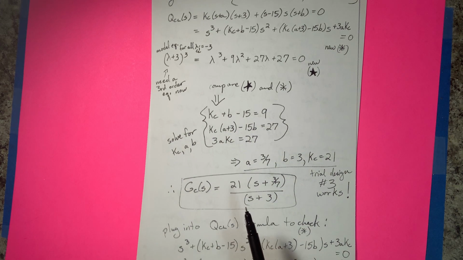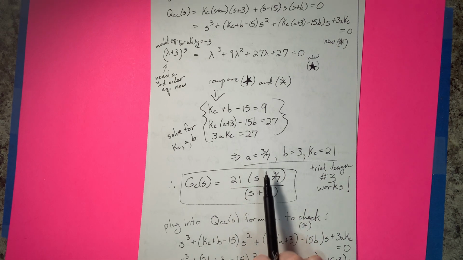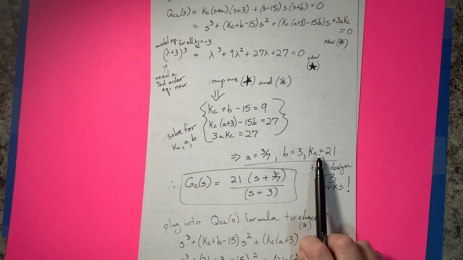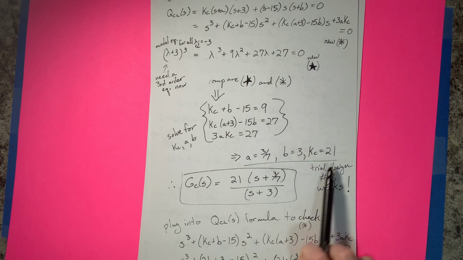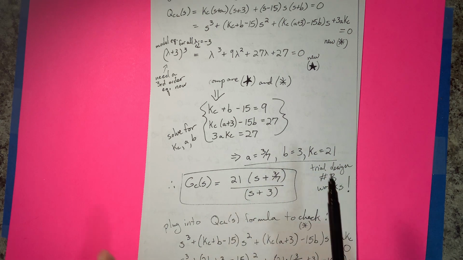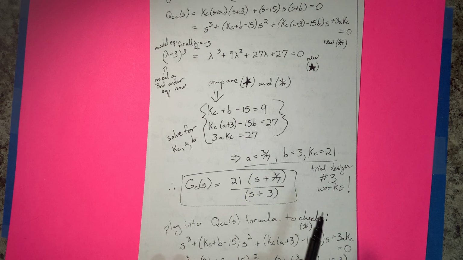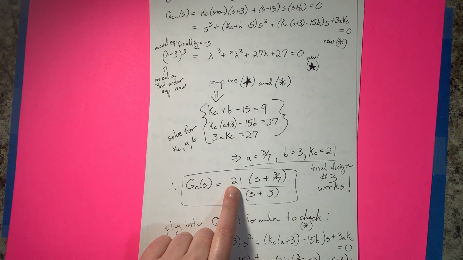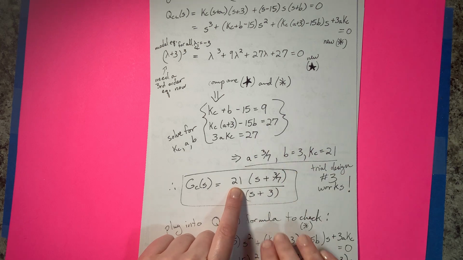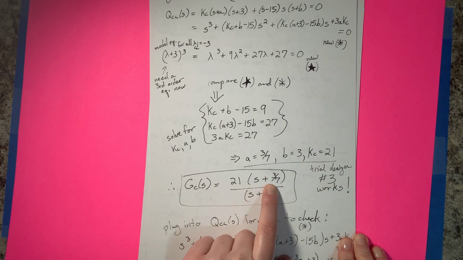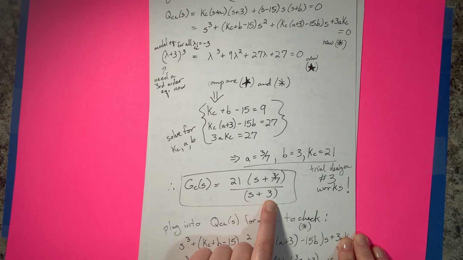You should come out with A equals 3/7, B equals 3, and KC equals 21. Those should be the values you found. And once you plug those into GC, you should find that you have 21 as our value of K, times (S plus 3/7) over (S plus 3).